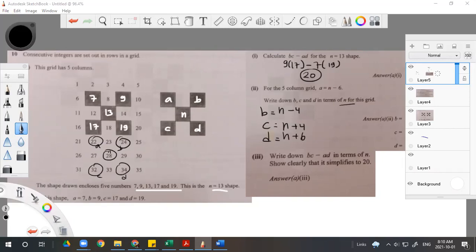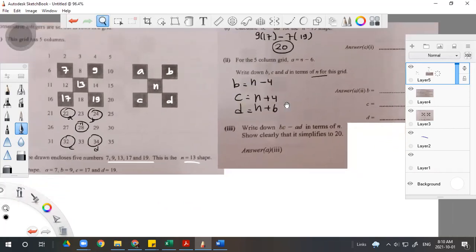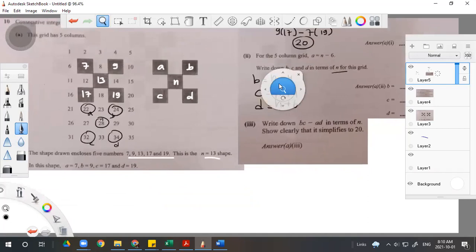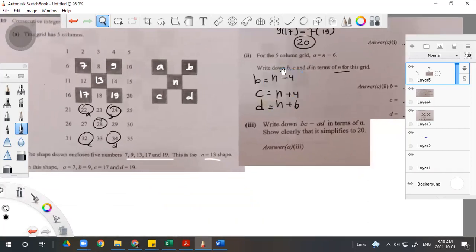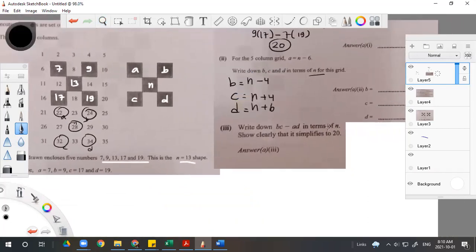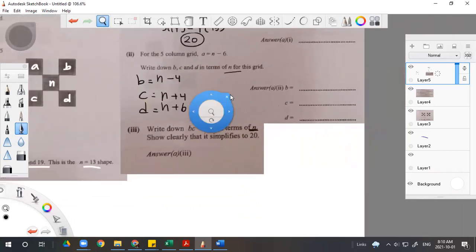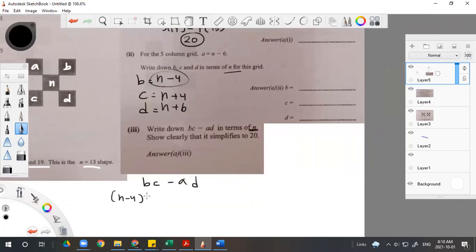Next. Lanjut. Write down BC minus AD. Show clearly that it is simplified to n. Write down BC minus AD in terms of n. Ini tinggal pakai yang part 2-nya. BC minus AD berapa? B itu apa? N minus 4 ya. N minus 4 times C. What is C? N plus 4. Oh, oke. N plus 4. Subtract. N minus 6 udah ada di soal. N minus 6 and then N plus 6 ya. D-nya kan N plus 6.